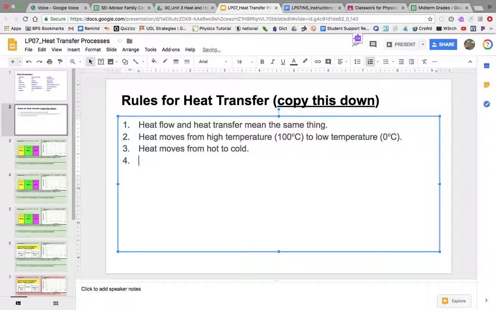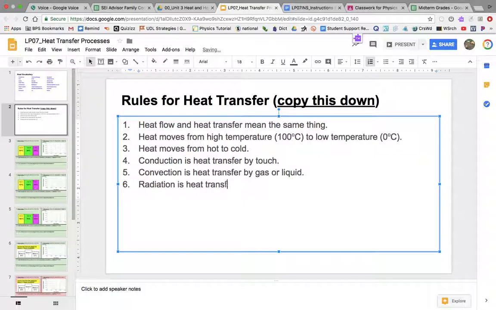Okay. Something else that's important to understand is conduction is heat transfer by touch. Convection is heat transfer by gas or liquid. And radiation is heat transfer by light, or another word for light, can you think of it? It's electromagnetic waves. And so these are 6 important rules for heat transfer that you should keep in mind.